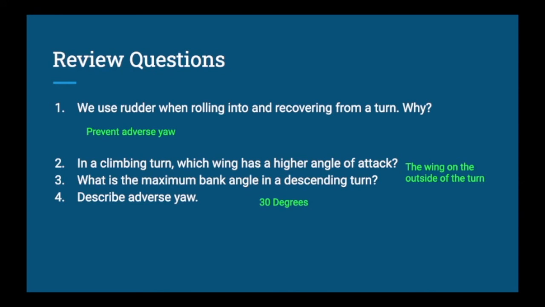How would you describe adverse yaw? The way I would describe it, when the airplane is rolling, the upgoing wing is producing more lift, therefore it has more induced drag, pulling back on that wing, yawing the nose opposite to the direction of roll.